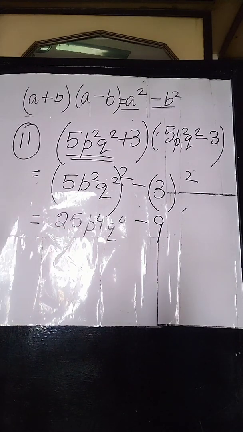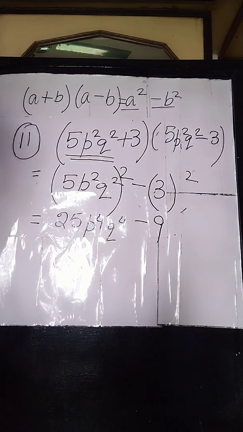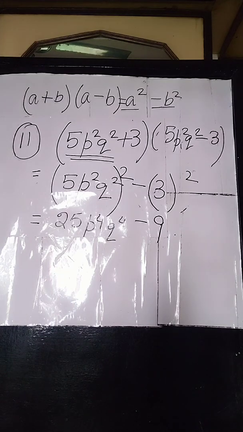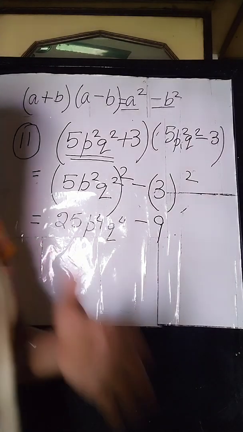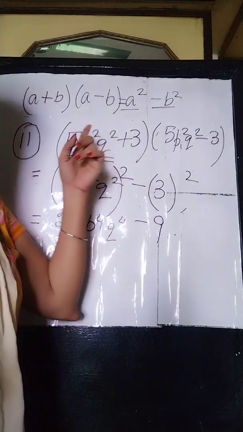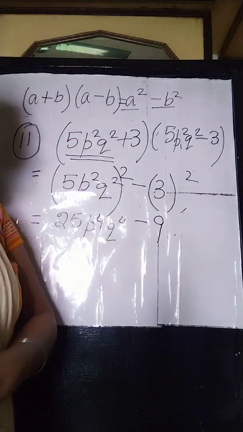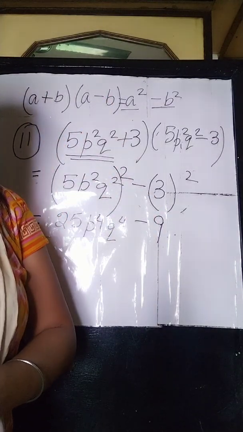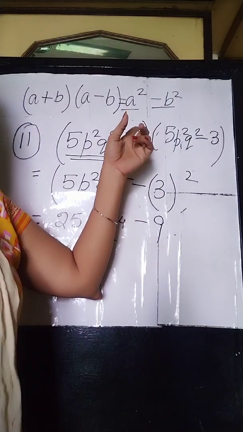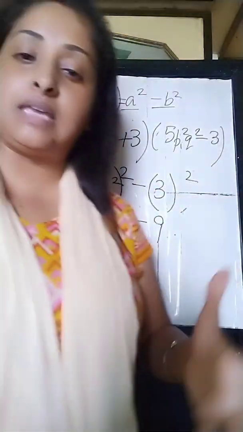I hope whatever I have explained through these sums, you have understood very well the applicability of the formula where the product of the sum of two terms and the difference of two terms is equal to the difference of squares of the first term and the second term.